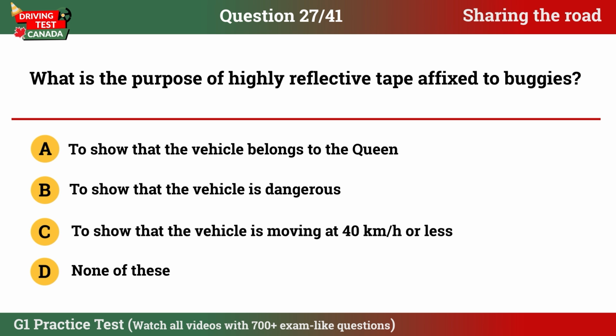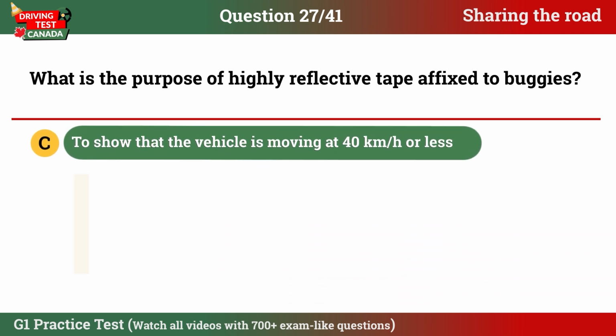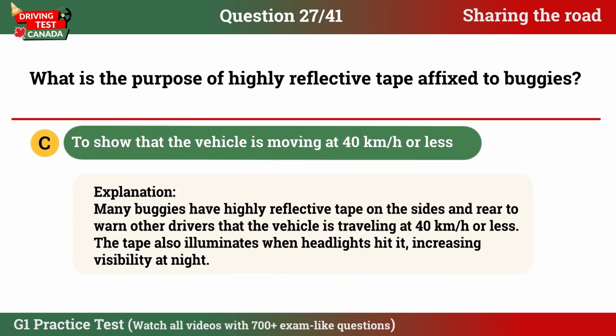The correct answer is C. To show that the vehicle is moving at 40 km per hour or less. Explanation. Many buggies have highly reflective tape on the sides and rear to warn other drivers that the vehicle is traveling at 40 km per hour or less. The tape also illuminates when headlights hit it, increasing visibility at night.